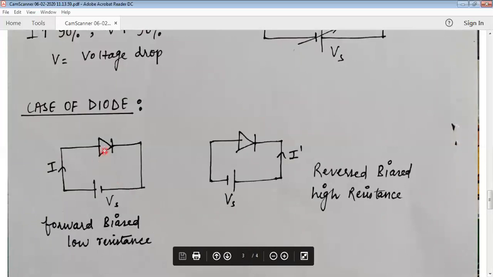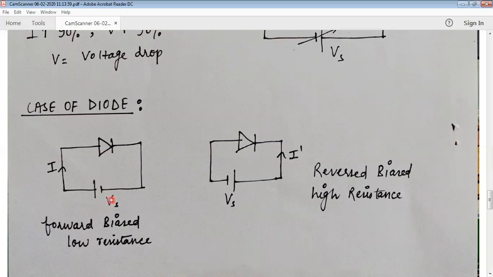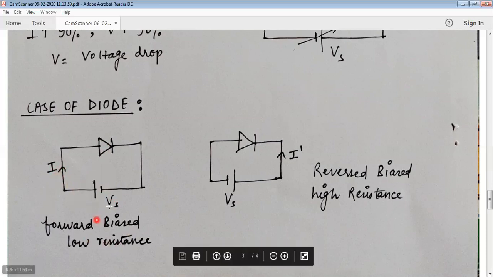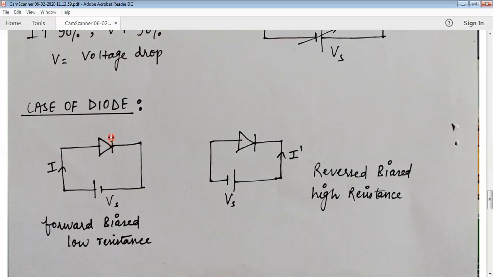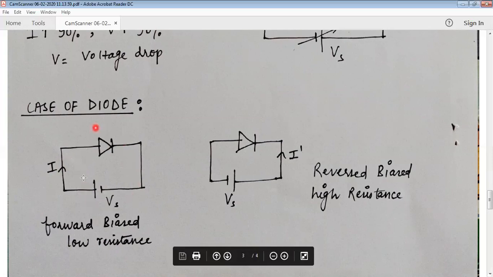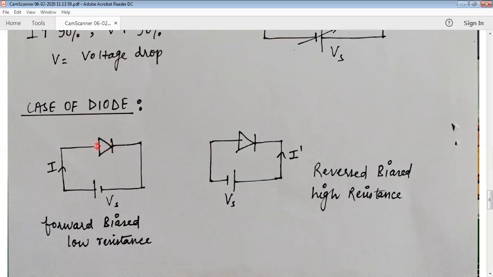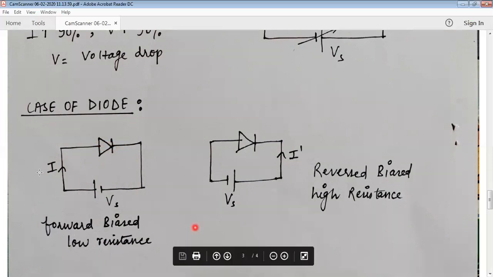See here, I have taken one diode, the voltage applied is Vs and the current flowing through the diode is I. In the forward bias, the positive of the battery is connected to the positive side of your diode and the negative of the battery is connected to the negative side of your diode. This condition is called forward bias. During forward bias, your diode acts as a low resistance, ideally a short circuit, and the maximum current will flow.